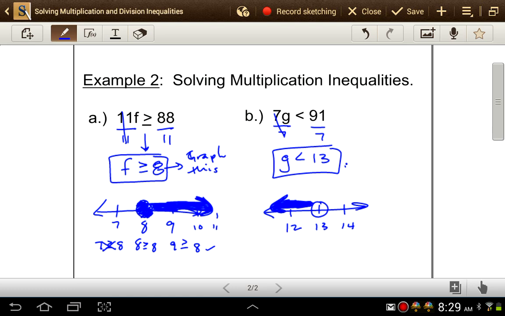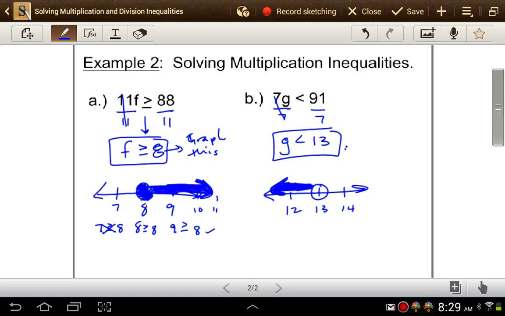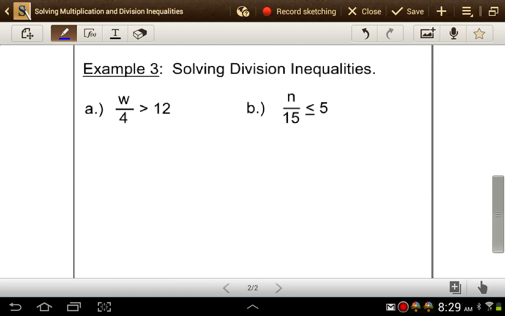Okay? I'm going to move on to example 3. If you need to pause, go ahead and do that right now. In example 3, solving division inequalities. Now I'm dividing the variable, so the inverse operation of dividing is to multiply. So I multiply both sides by 4. 4 divided by 4 is 1, so that gives me W is greater than 48.